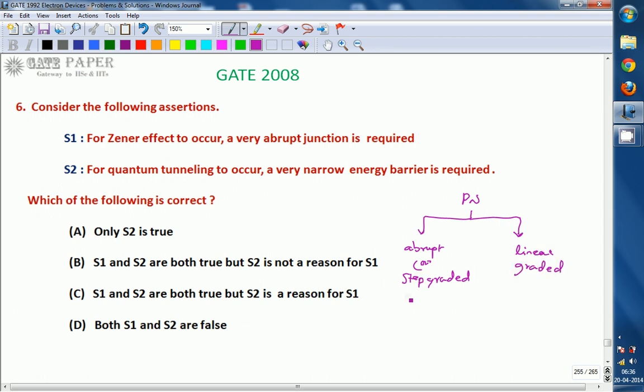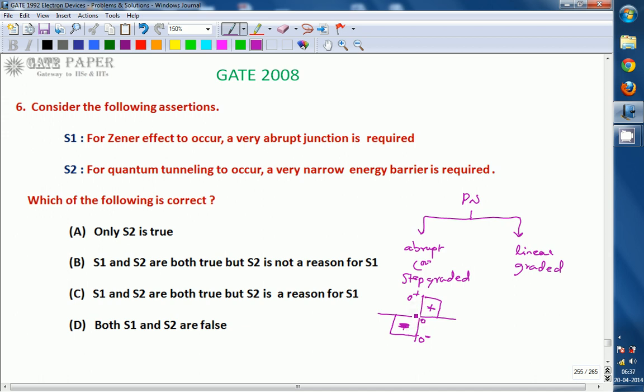Abrupt implies that the change in concentrations is very abrupt. It looks like this. This is the positive charge present in the depletion region, and this is the negative charge present in the depletion region. This is the center, the middle of the PN junction. At 0 minus you get a large negative charge, and at 0 plus you get a large positive charge.